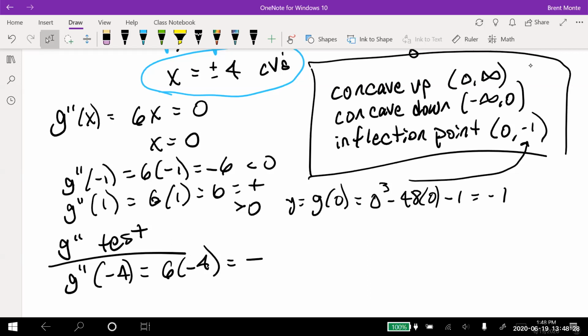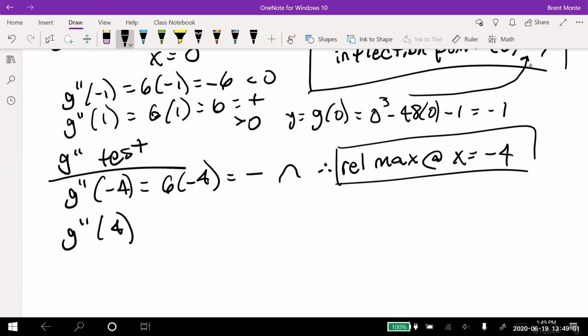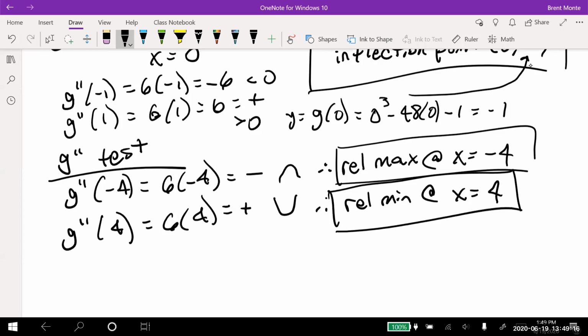Because what that tells me, I already know that's a critical value at -4. If the second derivative's negative, it's concave down. Therefore, relative maximum at x equals -4. Now again, if you need that as a point, you need to plug that into the original function to find the y value, like we did with the inflection point. I'm just going to leave it here for now. And then if we do G double prime of +4, I get 6 times +4, which is +24, meaning it's concave up, therefore it's a relative minimum. We can see from the graph, there's a lowest point. Again, you may need to find the y value, depending on how they're asking the question, but I've identified it.